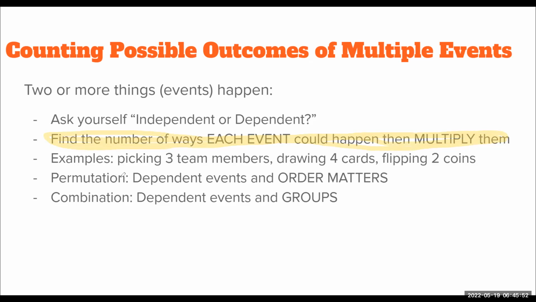But sometimes I'll use a permutation. If it's a dependent event, if what I choose for the first thing changes how many choices I have for the next thing, I will have dependent events and order will matter, then I'm going to use permutation. If I have dependent events and it's a grouping, like I get dealt a hand of cards and I don't care what order they're in because I'm going to rearrange them in my hand, then it's a combination and I have to divide out those duplicates.